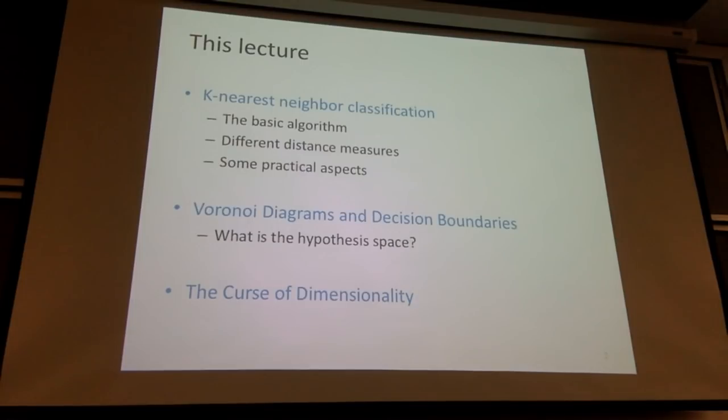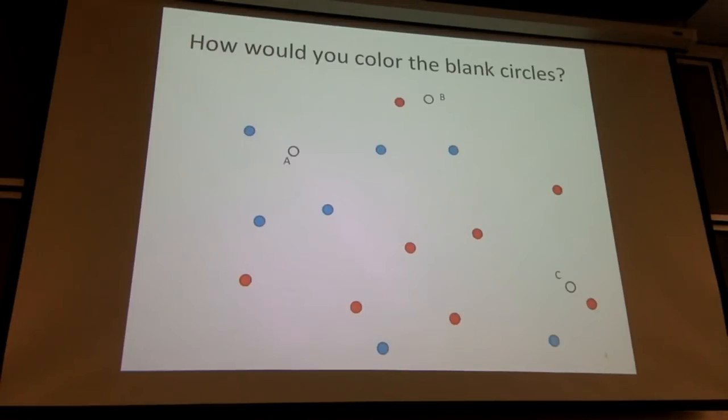Who doesn't? Alright, so let's talk about k-nearest neighbors. I'll talk about the basic algorithm first. The task looks like, or you can set this up in this way. Let's say you have some points in space. Some of them are colored blue, some of them are colored red, and there are these 3 points A, B, and C. And let's say I come to you and ask you, how do you color them?